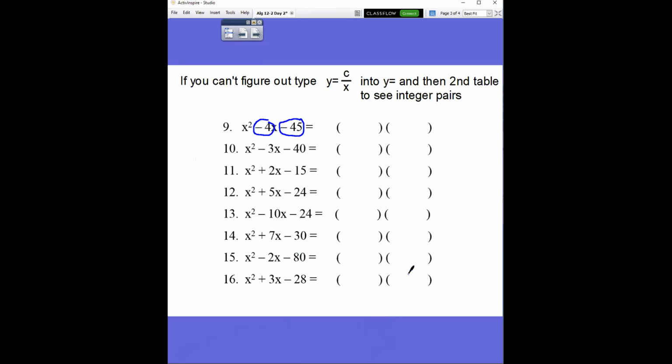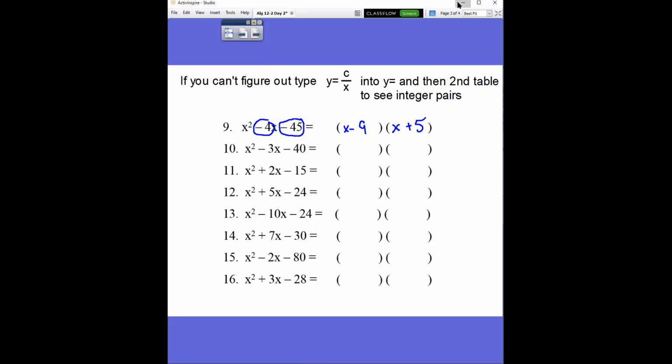Go ahead and type your answer into the chat. What times what is negative 45 that adds up to negative 4? Good. I see a lot of correct answers on that one. X minus 9 and X plus 5. Now, as soon as my calculator opens, I'll be able to show you a little trick.